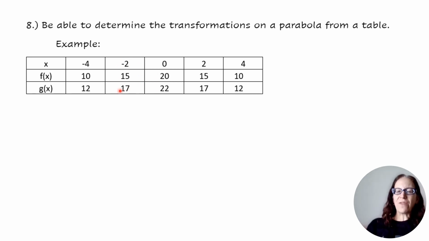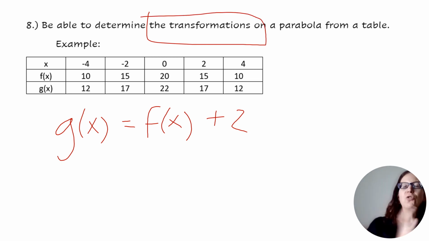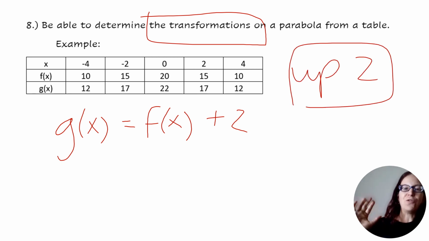Then go across the table, see if you can find the pattern. So 15 to 17, that was 2 up. 20 to 22, 2 up. 15 to 17, and then 10 to 12 again. And so what we can see here is that g of x is equal to f of x + 2. Now, the question asks for the transformation. So once you determine what the transformation is, you do need to say it. In this case, it is up 2. If you just leave it as g of x equals f of x + 2, I would be inclined to give you most of the credit, but I still want you to know what that does. That makes it go up 2.